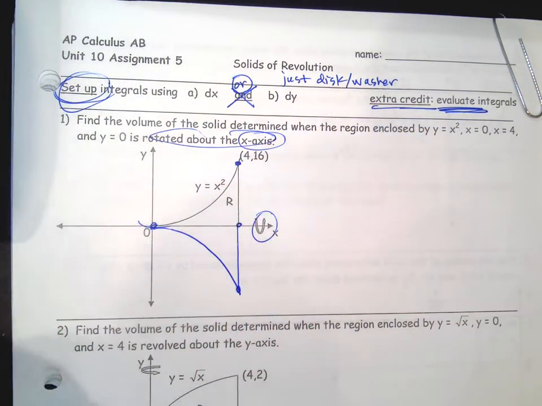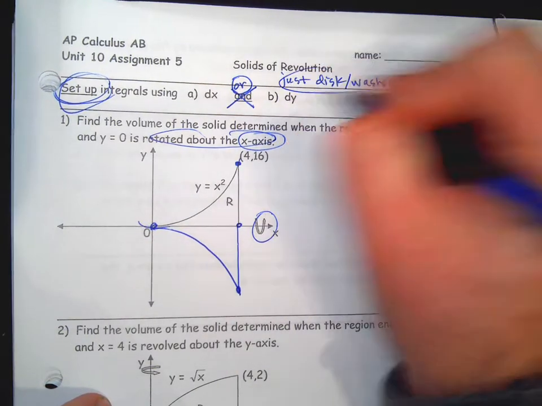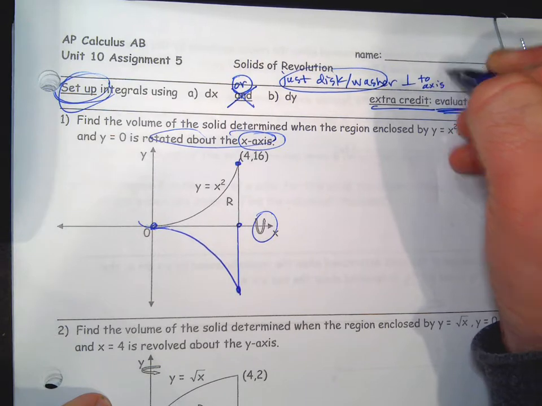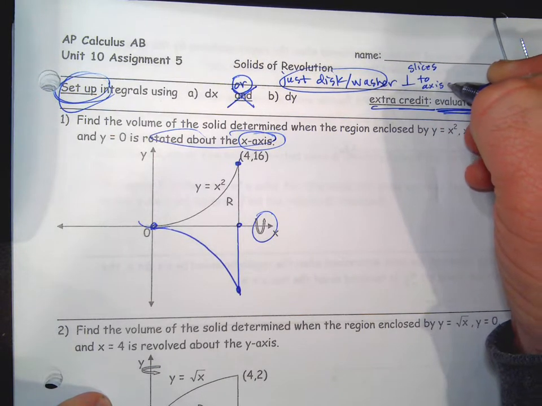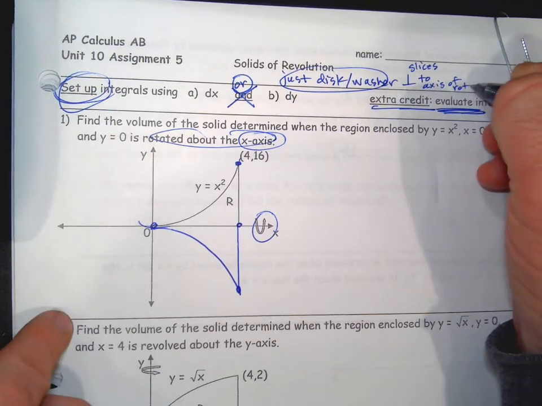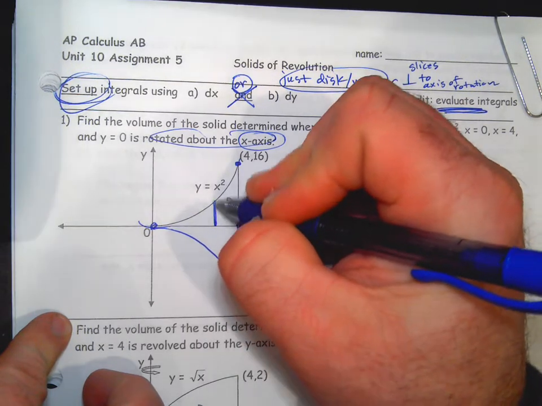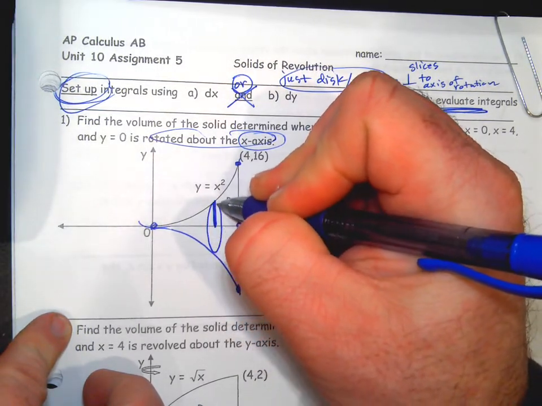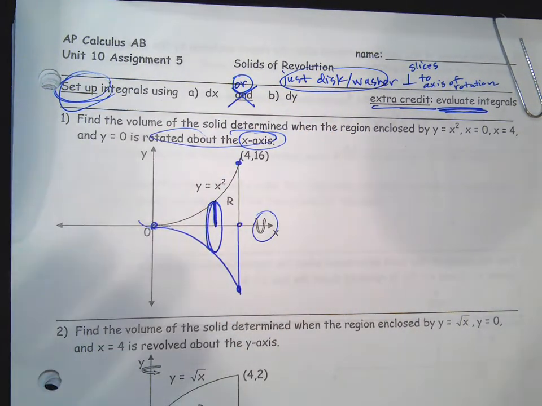Now, we want to do disk washer method, which is always perpendicular to the axis of rotation. Your slices are perpendicular to the axis of rotation. Sometimes that's going to be dx, sometimes it's going to be dy. So draw one slice perpendicular to the axis of rotation. Okay, so this is going to be a disk method and it's going to be dx.